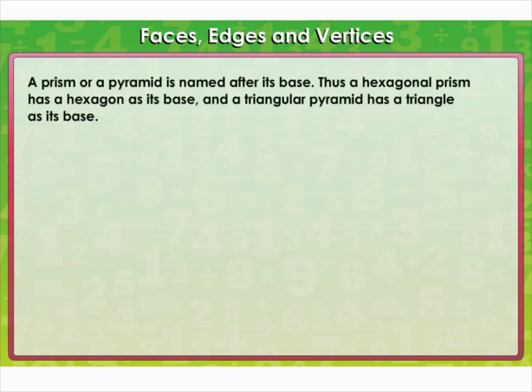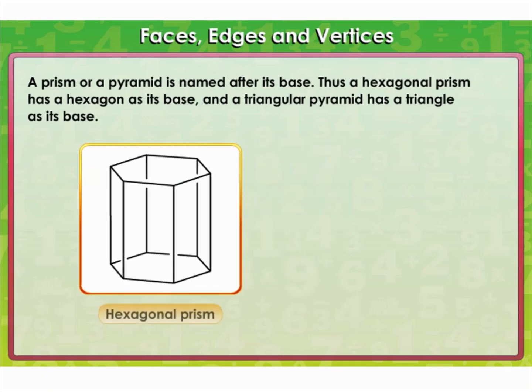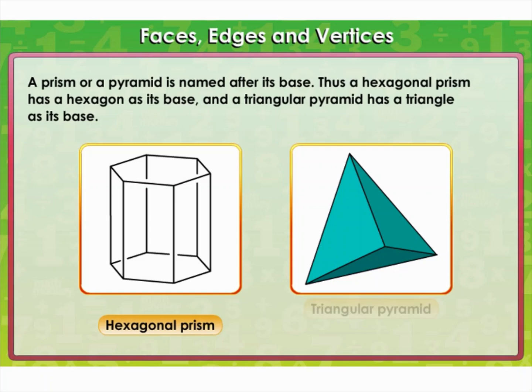A prism or a pyramid is named after its base. Thus, a hexagonal prism has a hexagon as its base, and a triangular pyramid has a triangle as its base.